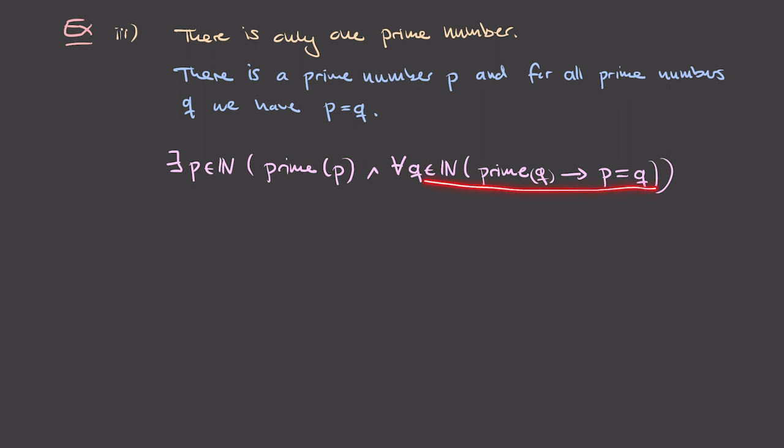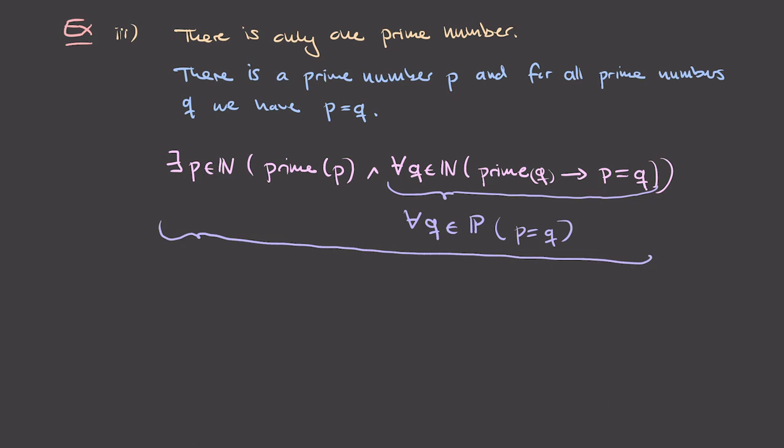You may notice that this statement looks very similar to what we were doing when we were translating between restricted and unrestricted quantifications. In fact, we could rewrite this entire thing as a restricted quantification, saying for all q in P, where P is the set of prime numbers, we have that p is equal to q. And we could, in fact, rewrite this entire thing using restricted quantifiers: there exists some p in the set of primes, capital P, such that for all q in this set of primes, capital P, we have that p is equal to q.